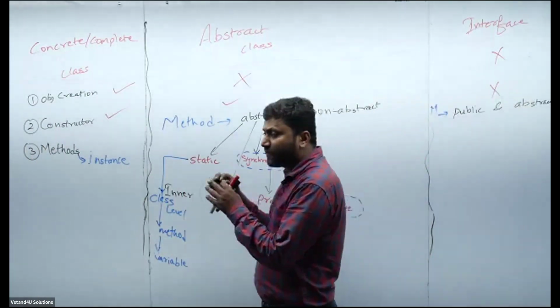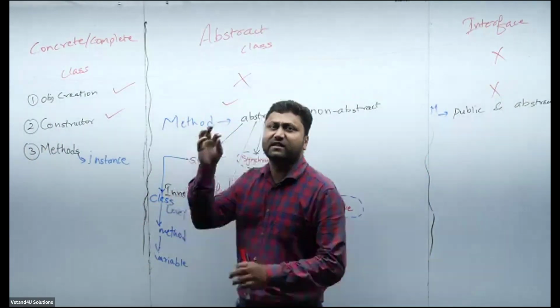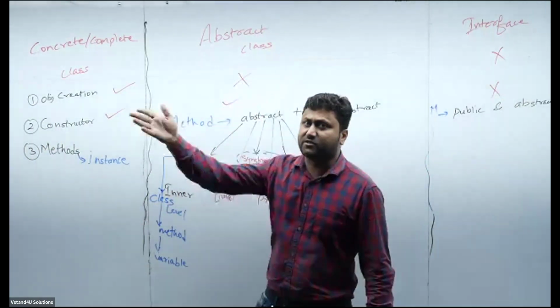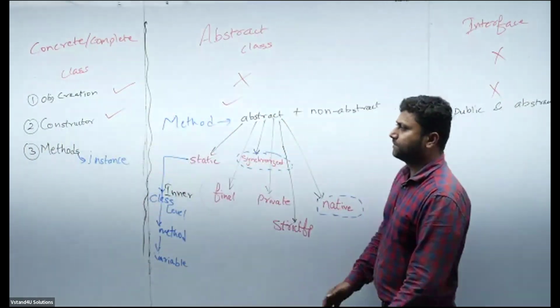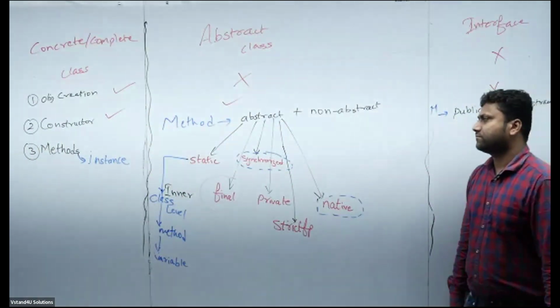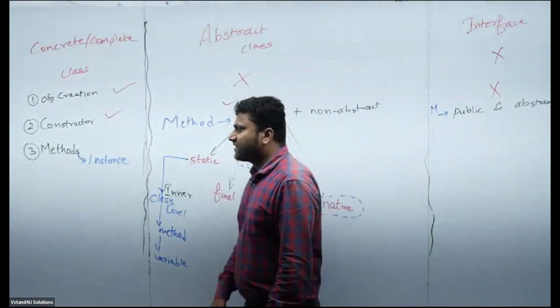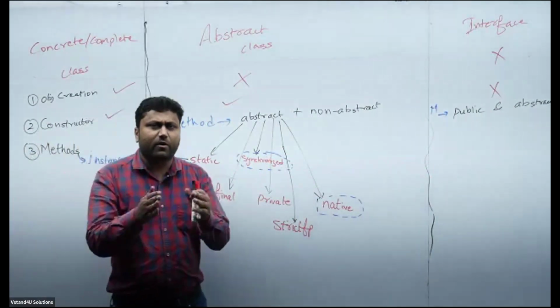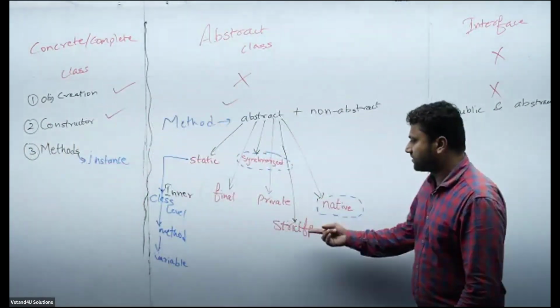Private is a keyword. If a method is marked as private, that means it is accessible only within the same class, not outside the class. Agree? If a method is marked as private, then it is accessible only within the same class. Done. Next comes strictfp.